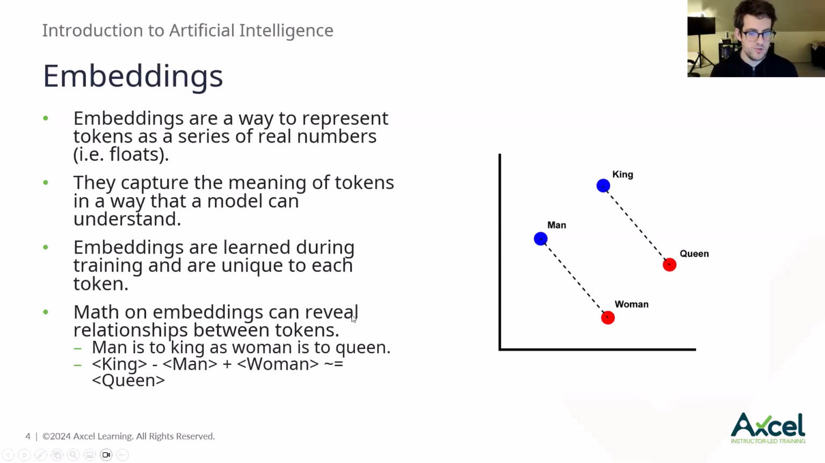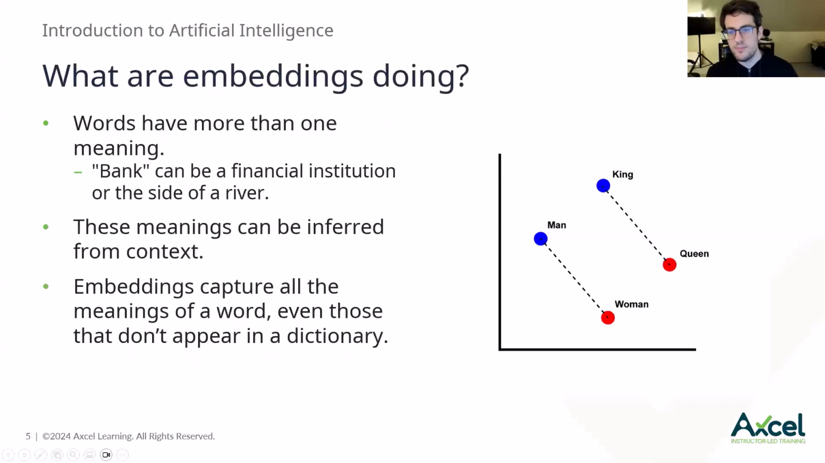This can be really useful to explore relationships with tokens, but it also allows us to see that some meaning has been embedded or put into these lists of numbers. Now, the embedded words can have more than one meaning. Bank, for instance, can be both a financial institution or the side of a river.